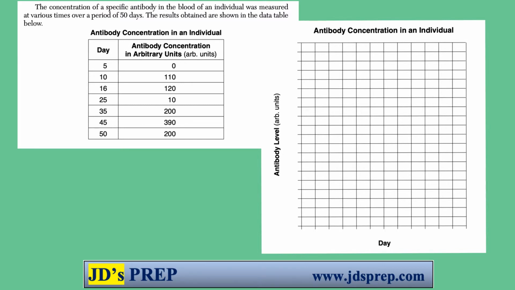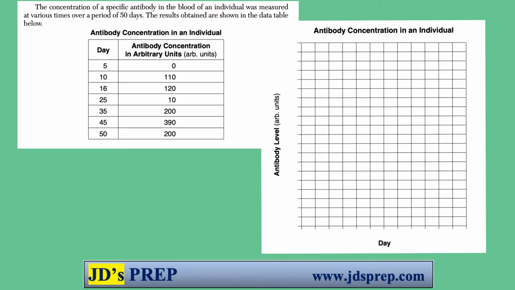All right, the next few questions are about this scenario. This is the concentration of a specific antibody in the blood of an individual that was measured at various times over a period of 50 days. And this is the results table that we have here. Our first question is essentially asking us to graph the data.